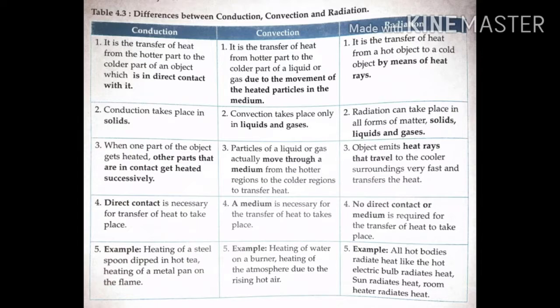In conduction, direct contact is necessary for the transfer of heat to take place. In convection, a medium is necessary for the transfer of heat to take place. In radiation, no direct contact or medium is required for the transfer of heat to take place.